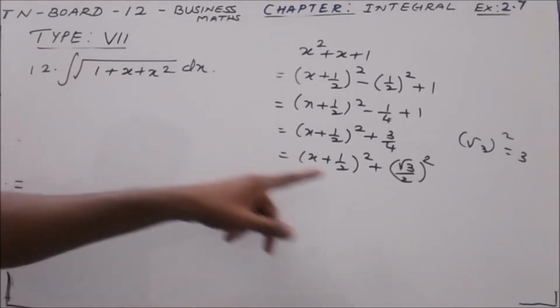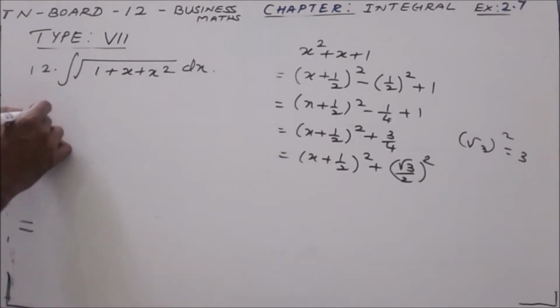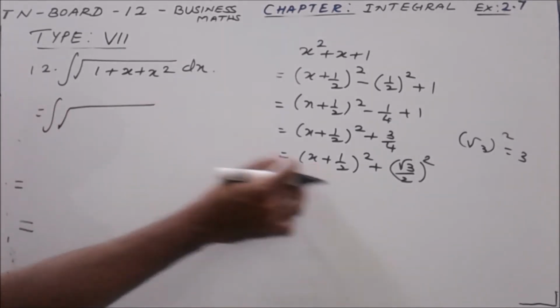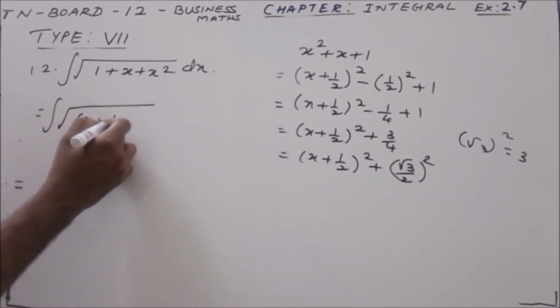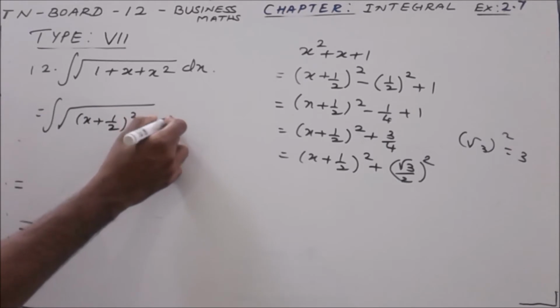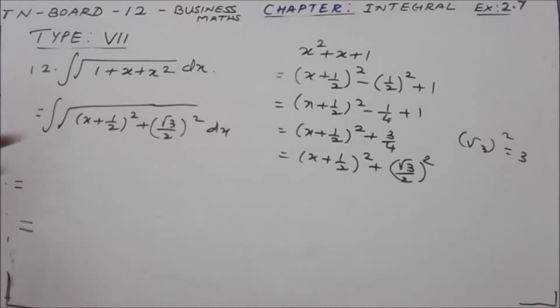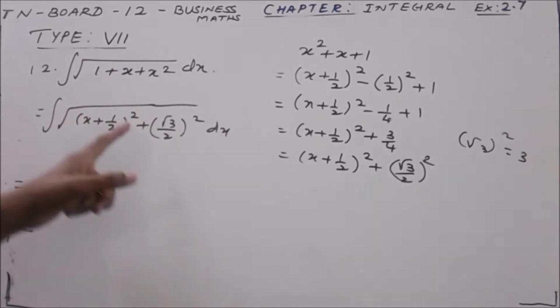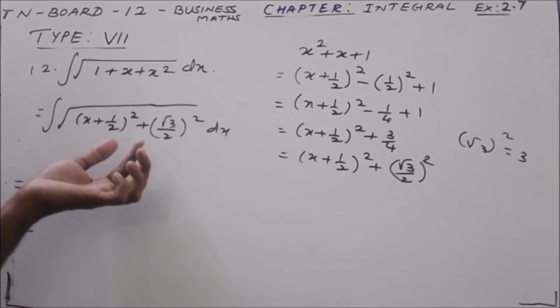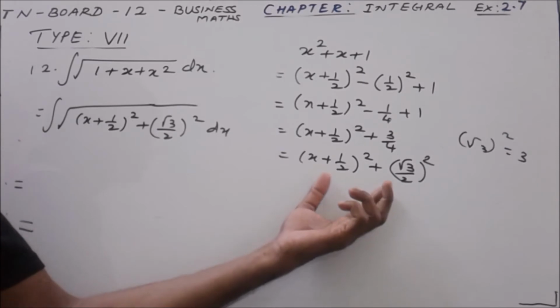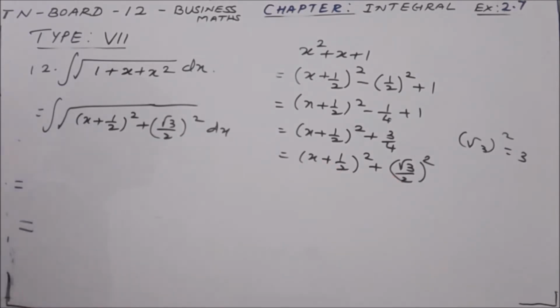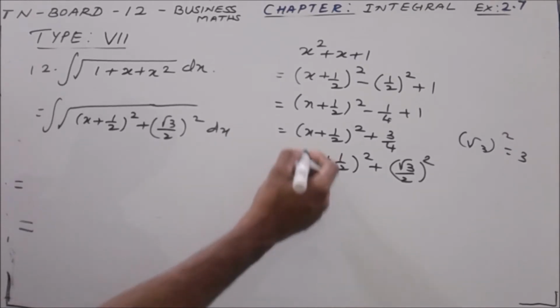Now instead we can write this as the integral of root of x plus 1 by 2 whole square plus root 3 by 2 whole square into dx. Now both are equal, so instead of integrating this one, we can integrate this. For our convenience, we have changed it as a sum of the squares of two numbers. Now here we can move to a formula for this different case.